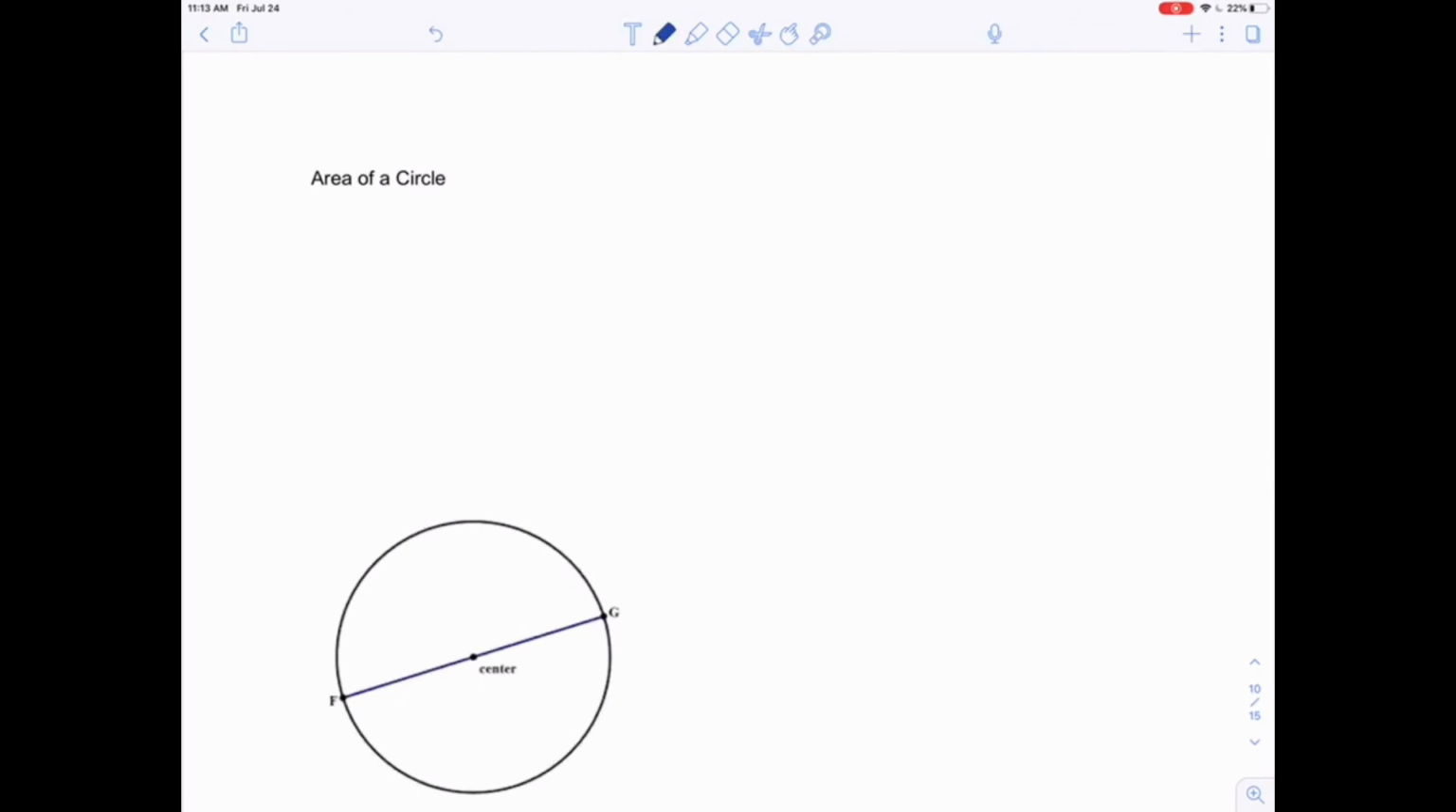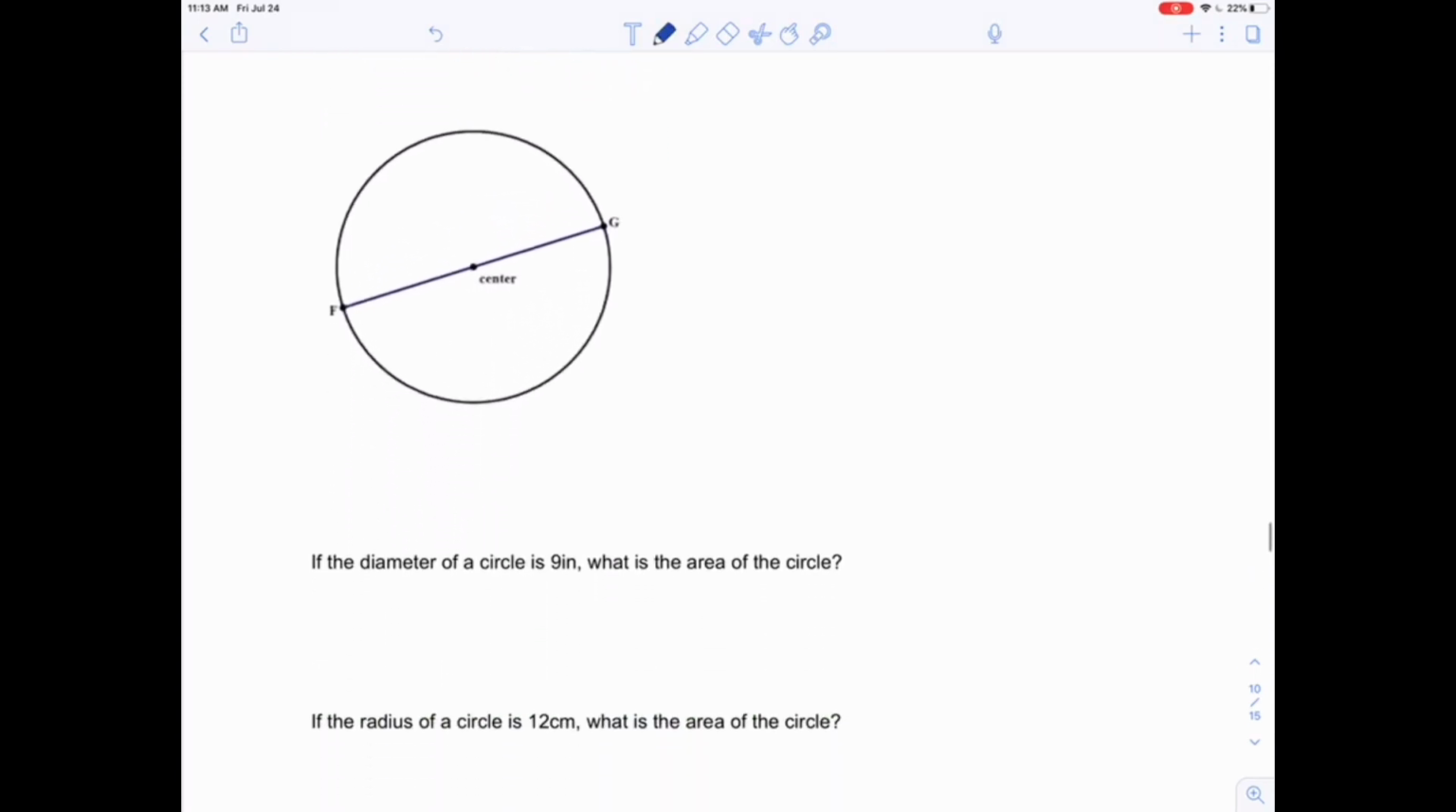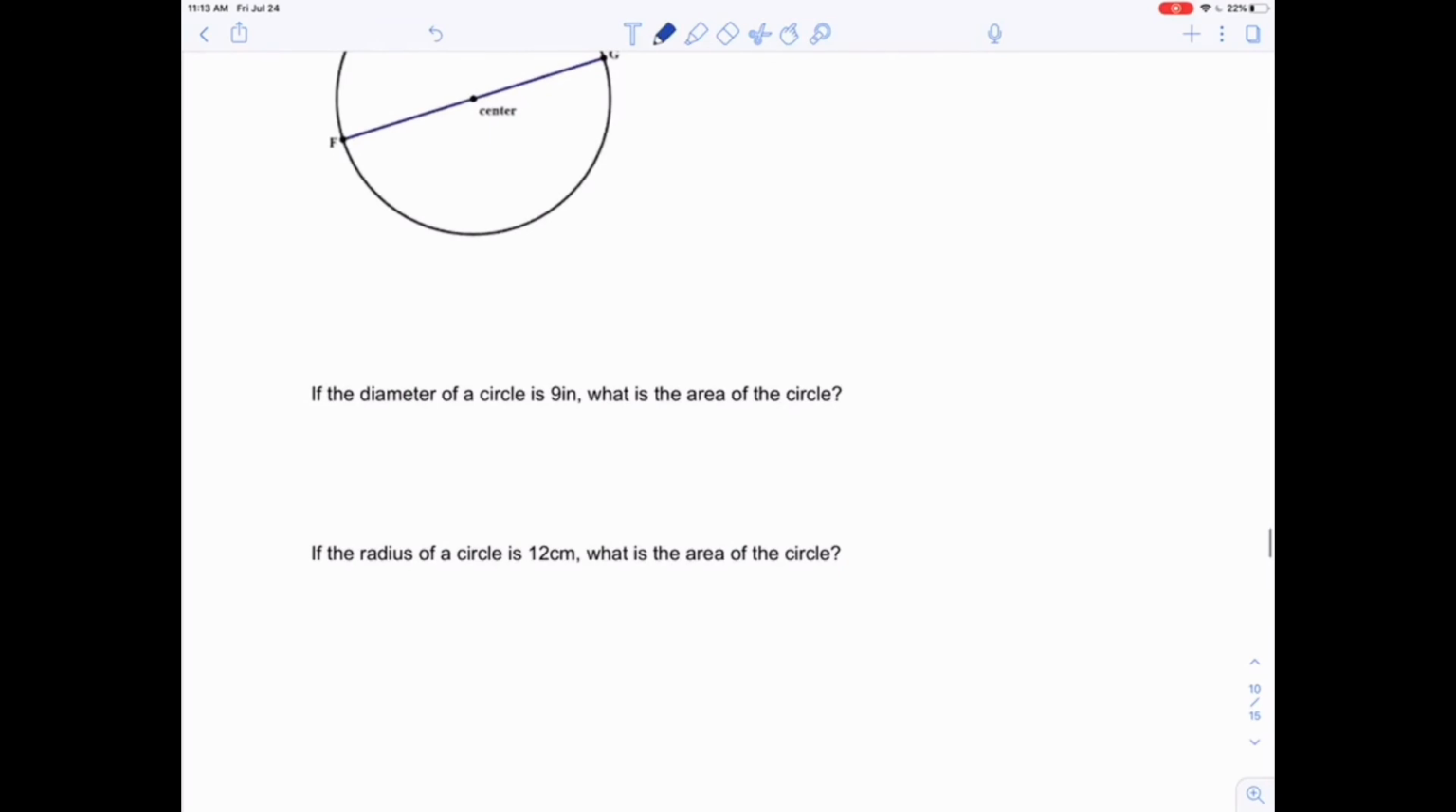So the equation for area of a circle is area equals pi r squared. Okay? So in this one, the r is being squared. Easy. And then we multiply it by pi. So let's take a look at some examples. And I'm going to rewrite our equation up here so we can keep referring back to it. If the diameter of a circle is 9 inches, what is the area of the circle?